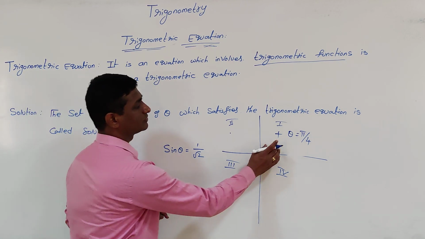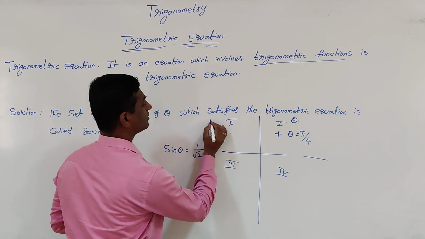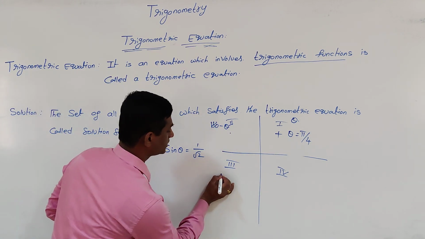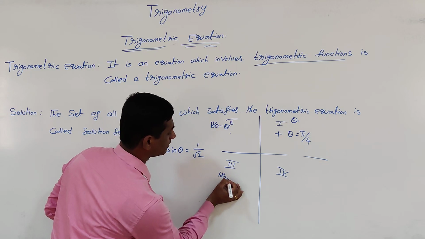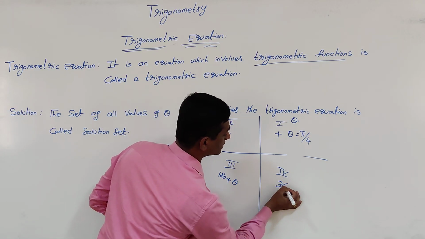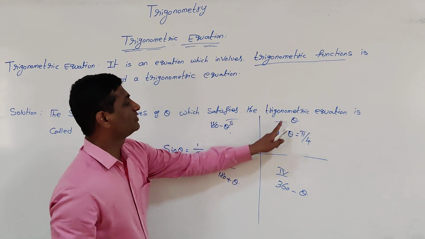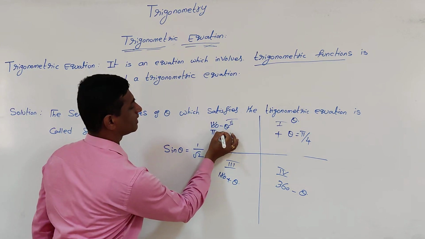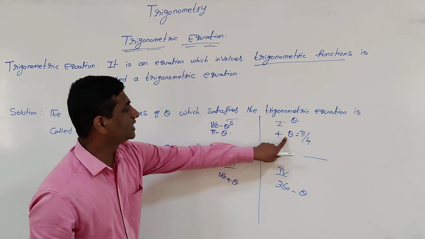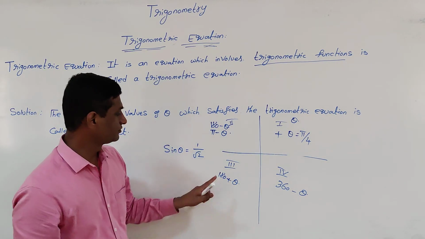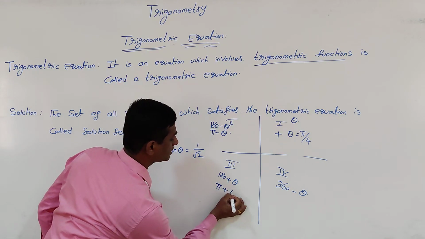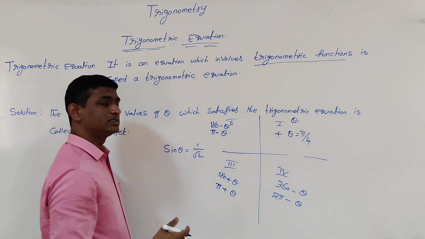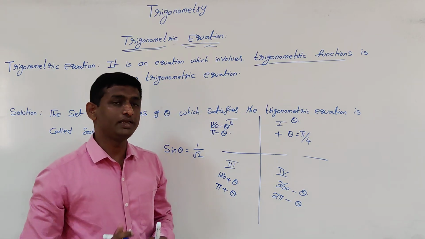Similarly, so this is theta, and we can have 180 minus theta, and this is 180 plus theta, and this will be 360 minus theta. If theta is pi by 4, then we can have pi minus theta, and this will be pi plus theta, and this will be 2 pi minus theta, because 360 degrees is converted into radians.